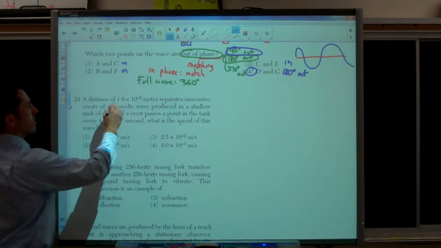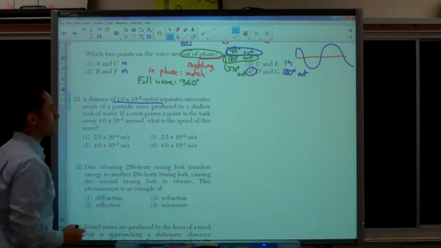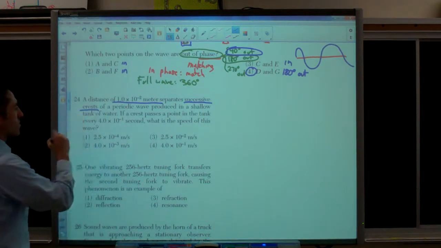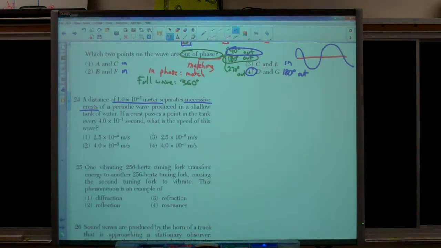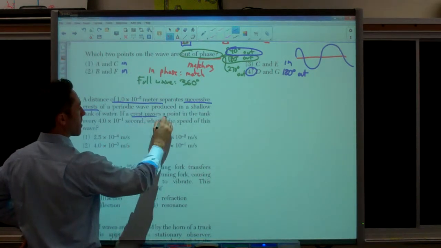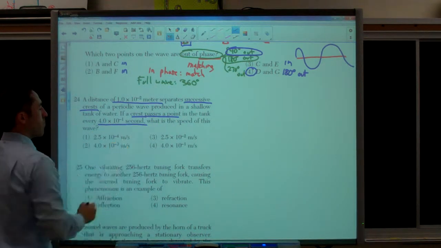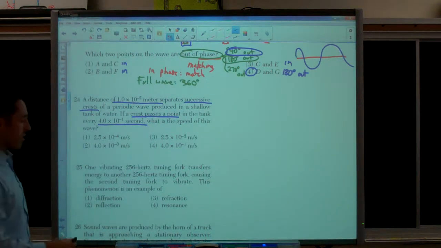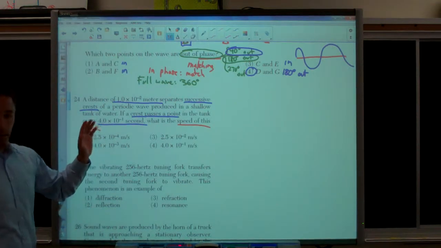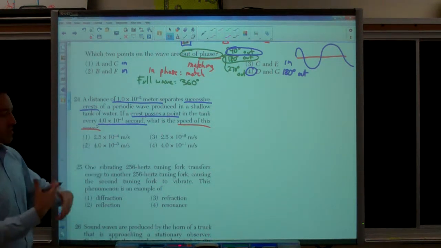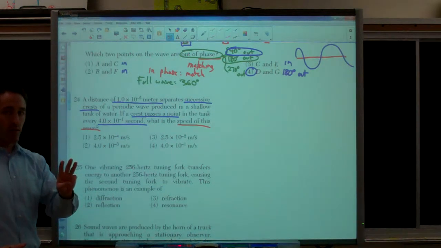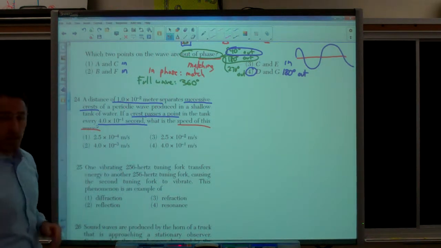A distance of 1 times 10 to the negative 2 meters separates successive crests of a periodic wave in a tank of water. If a crest passes a point in the tank every 4 times 10 to the negative first seconds, what is the speed of this wave? Now, this is a question that by itself seems like there's a lot going on with the words. However, if you stick to your 3-word definitions and you set up your givens, you'll knock this out.